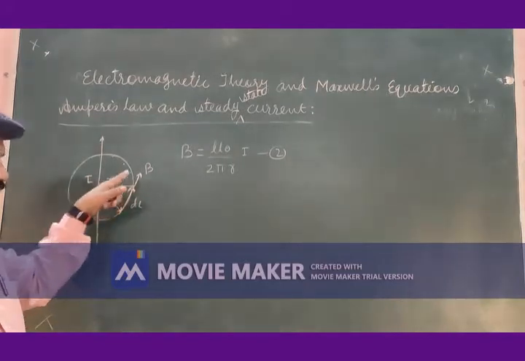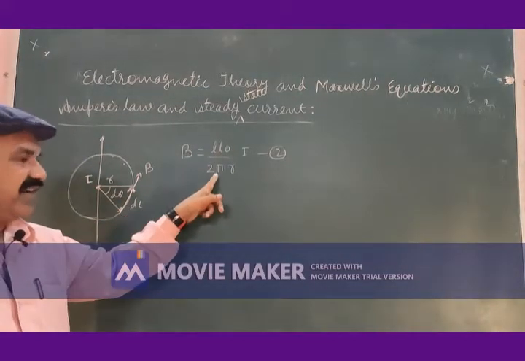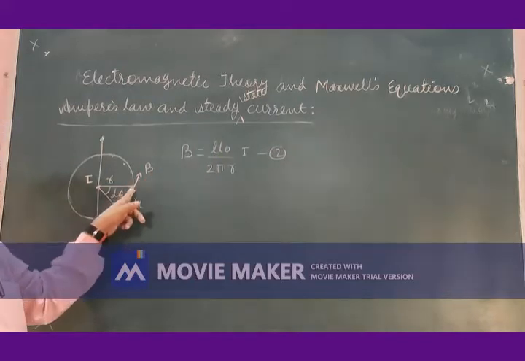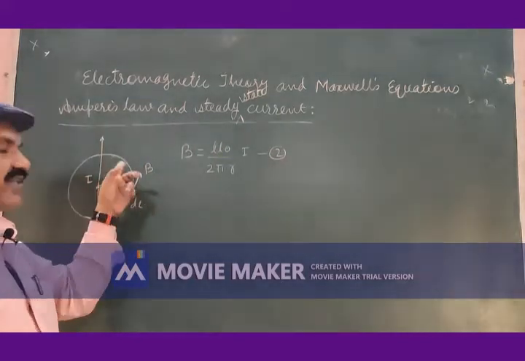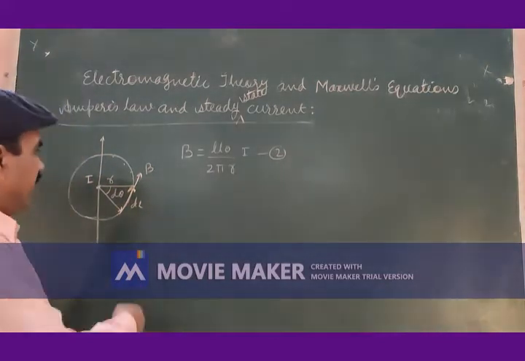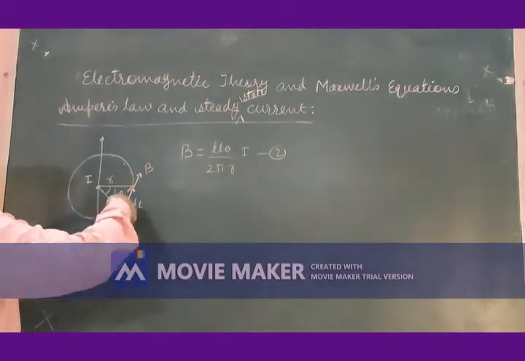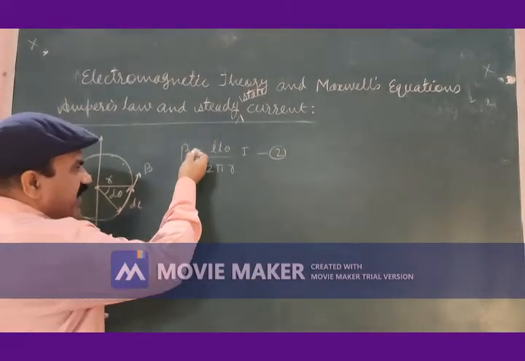The whole length of this closed path is 2 pi r. When it is divided by 2 pi r, this B will be the magnetic induction at any one point on the closed path. We wanted to find the whole magnetic induction around this closed path, and to get it we have to integrate equation 2.